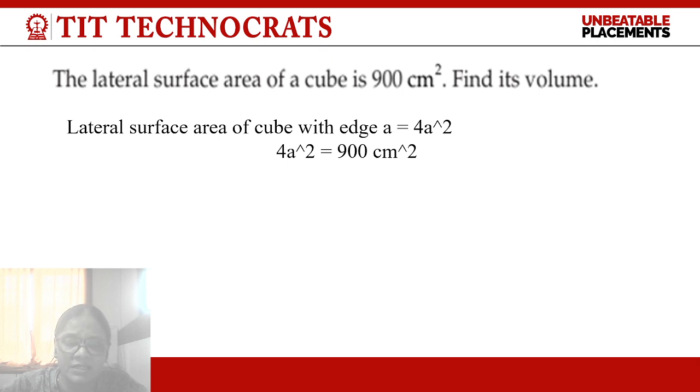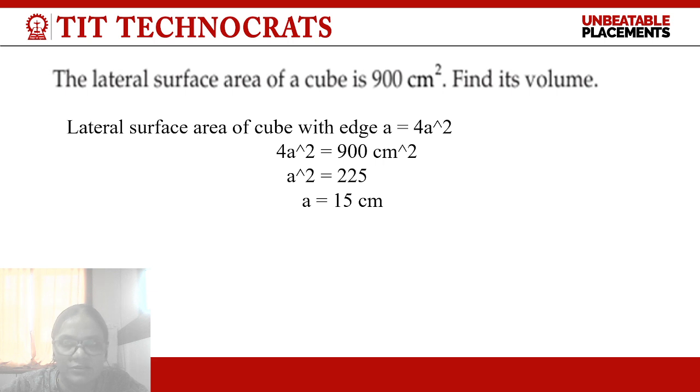When we divide 900 by 4, we will get the value of A square, which is 225. We'll take the square root, then we'll get the value of A, which is equal to 15, because 15 squared is 225, so the square root of 225 is 15. So after this, the edge length here is 15 centimeters.